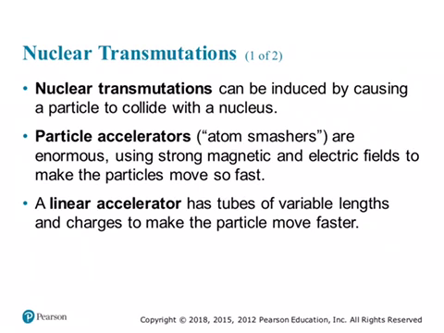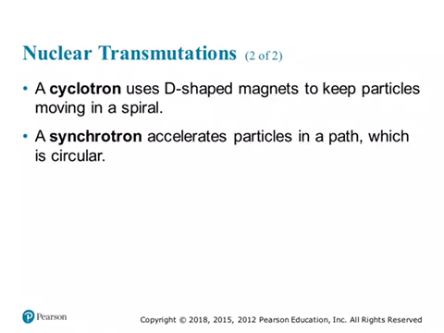They're very, very huge, they're very, very expensive, and they involve using strong magnetic and electric fields to make the particles move so fast that when they slam into one another, it causes the atom to change into something else. And then we have what's called a linear accelerator, which basically uses different tubes of variable lengths depending on how fast you want to accelerate the particle, and it shoots it down the tube and into the nucleus.